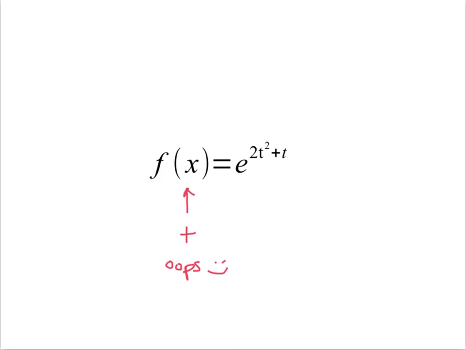Now I noticed as I was typing this out and preparing the video that I made a typo right here. This letter is supposed to be a t, and I just wrote that to remind myself. But the function that we're exploring is f of t equals e to the 2t squared plus t. This one's a little more complicated.